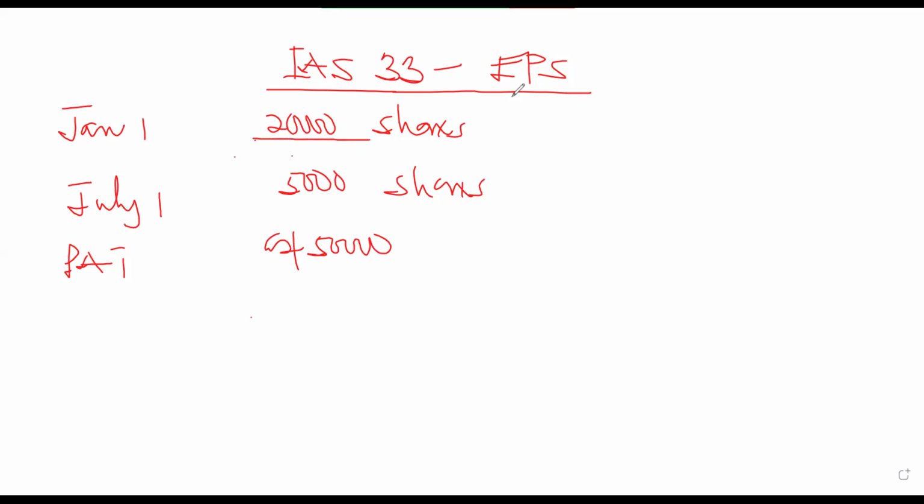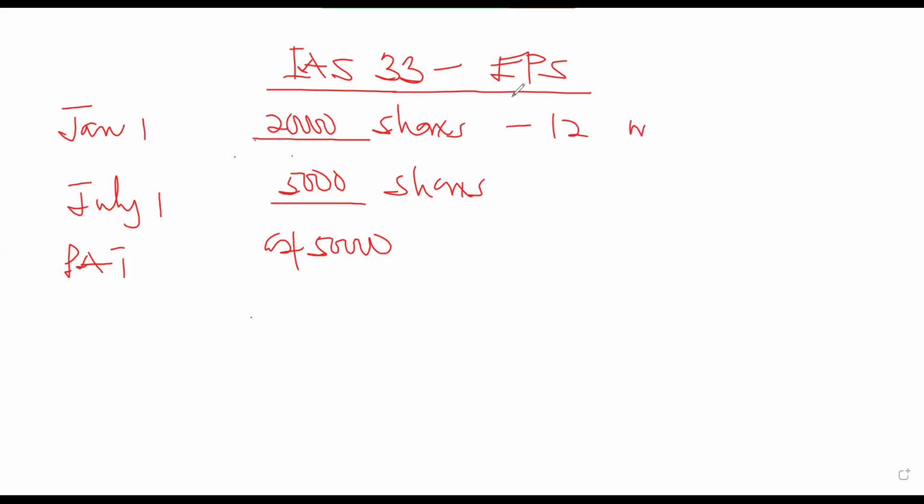The 20,000 shares at the beginning of the year, its contribution to the profit for the year, and the 5,000 shares that were issued on July, their contribution, are they the same? Their contribution to the profit for the year, are they the same? No, because of the time. They are not the same.